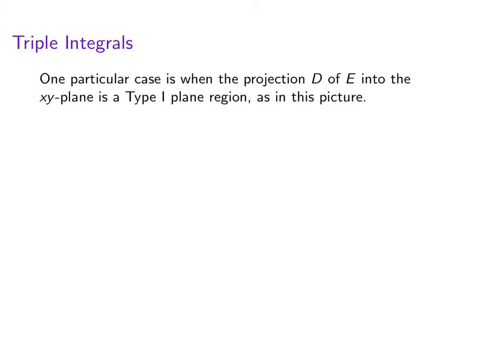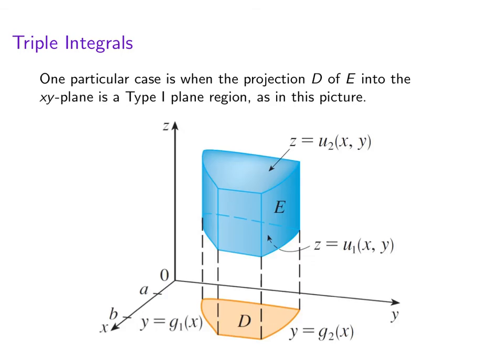There is one particular case that's important to recognize. That's when this projection, D, of E into the xy plane is a type 1 plane region. That's the picture that we see here. So if we can take the solid, project it down into the xy plane, and then get a type 1 plane region, that's a special case that we should recognize.